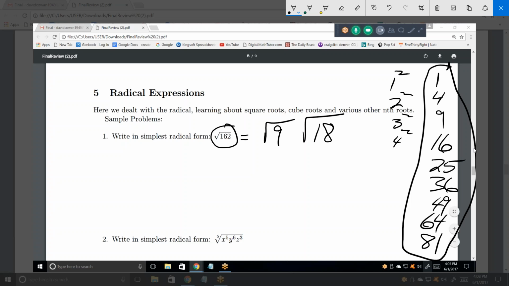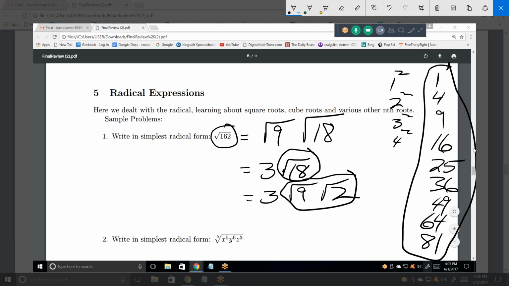In other words, I could factor it however I want, as long as one of the factors is a perfect square. So this produces 3 root 18, but that's not simplified all the way down, because now I can do 3 times root 9 times root 2. Notice that I'm always factoring. That pulls out another 3, so it's not 6, but 9 root 2. Same answer I got before. It just took me 2 steps longer.